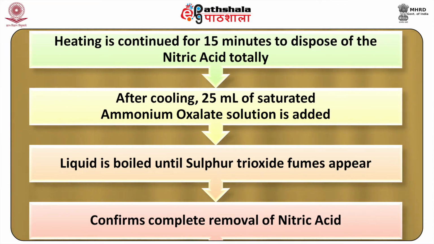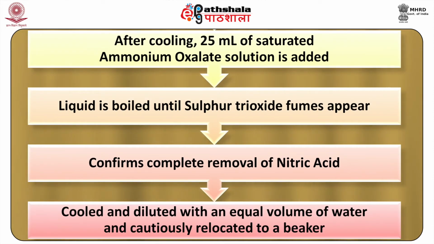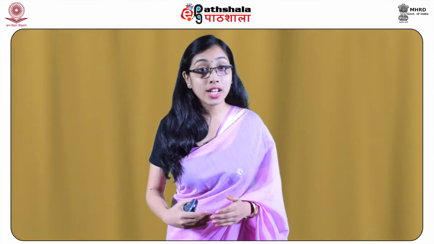Then, after cooling, 25 milliliters of saturated ammonium oxalate solution is added. The liquid is boiled until sulfur trioxide fumes appear. This confirms the complete removal of nitric acid. It is then cooled and diluted with an equal volume of water and cautiously transferred to a beaker. The beaker is then again heated so as to remove the remaining sulfuric acid.